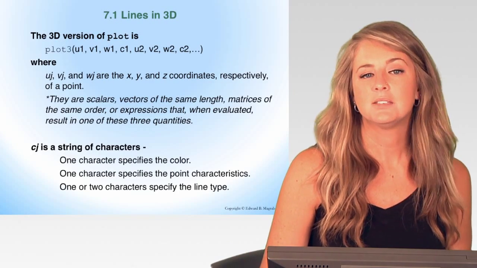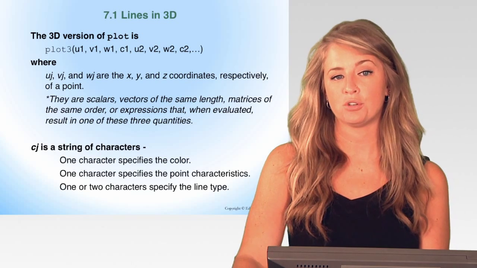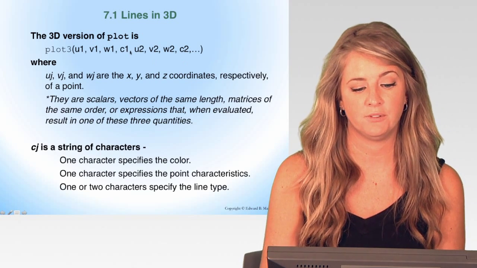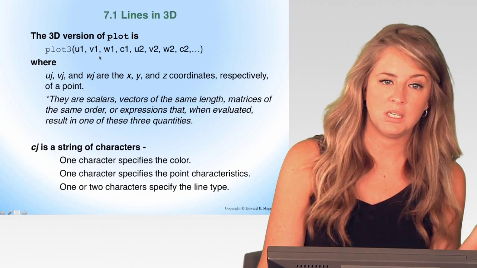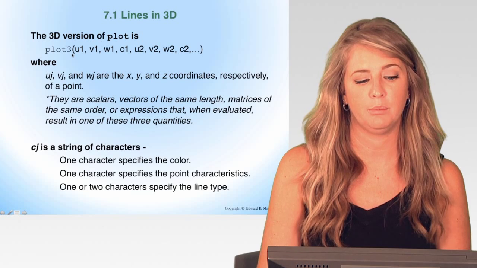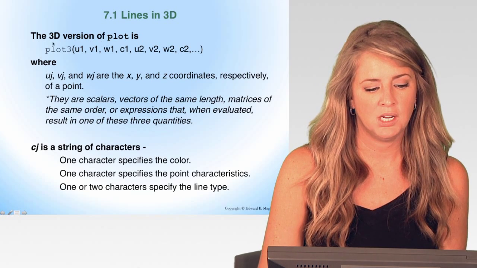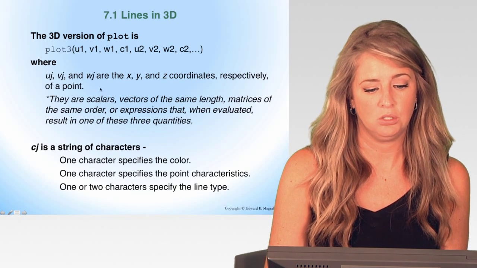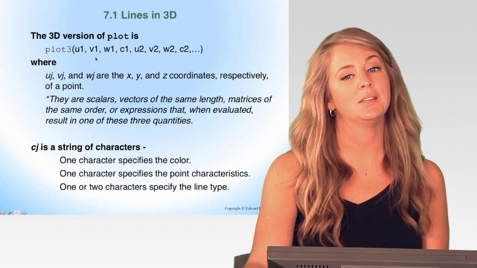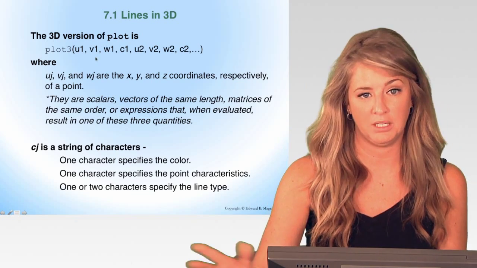So lines in 3D, the 3D version of plot is plot3, and then we have all these different input arguments. So in 2D, it was just plot, and we had our input arguments. Now we have plot3 and our input arguments. So we have UJ, VJ, and WJ. These first 3 arguments here are the X, Y, and Z coordinates, respectively, of a point.